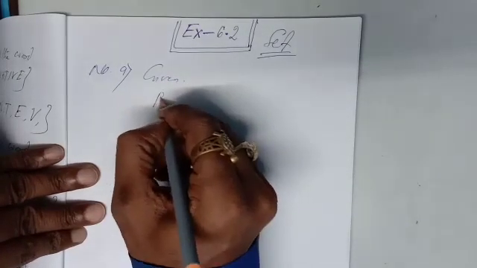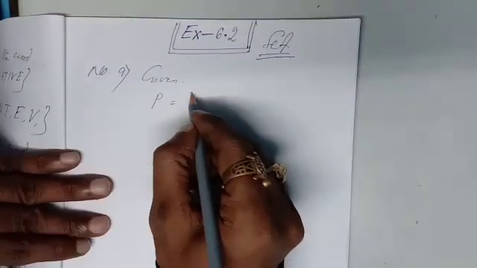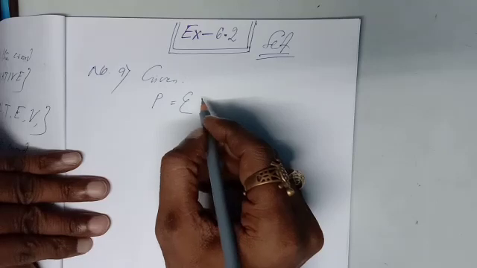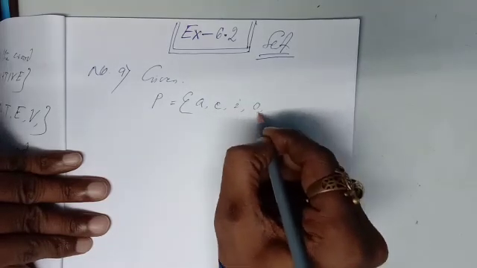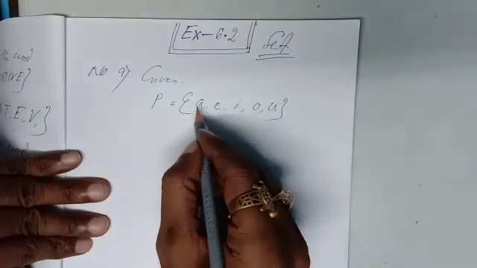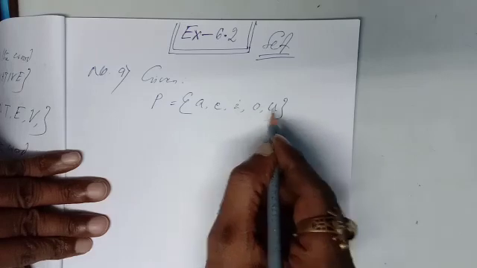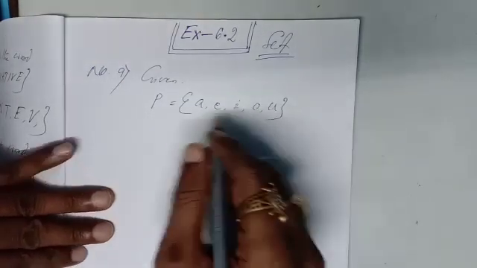P is a set having elements that are the vowels of the English alphabet. That is A, E, I, O, U. P is a set having elements A, E, I, O, U. There are 5 elements. These are the English alphabet vowels.